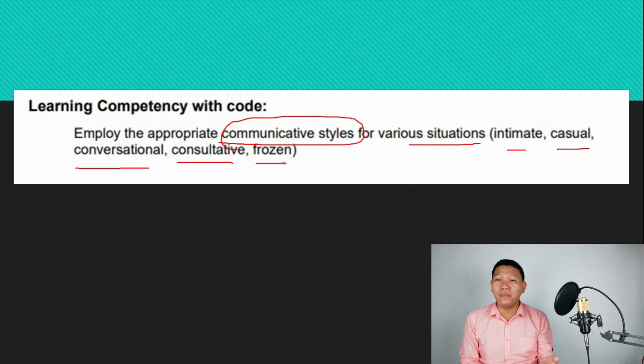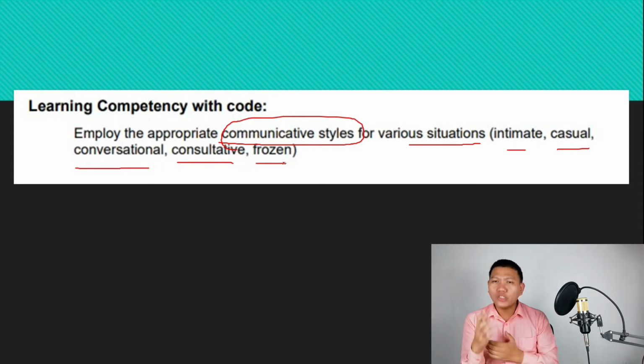It's either non-verbal or verbal. So when we say non-verbal, through our eyes, eye contact, the way we frown, the way we smile, the way we move our brows, these are non-verbal gestures. And of course, verbally using our language, whether it's English, Filipino, our mother tongue, our dialects, or whatever.